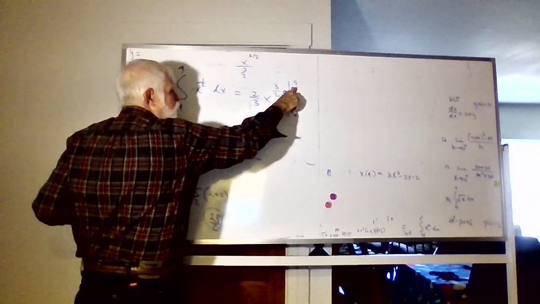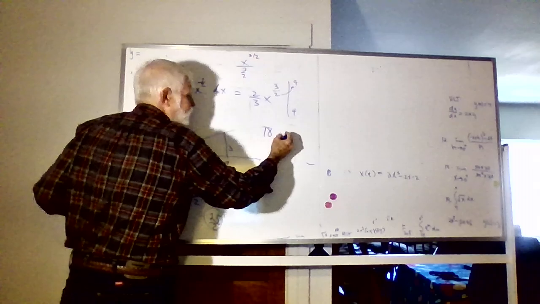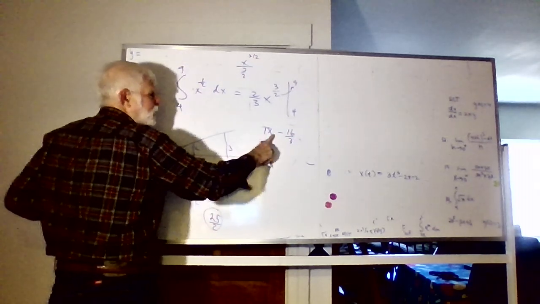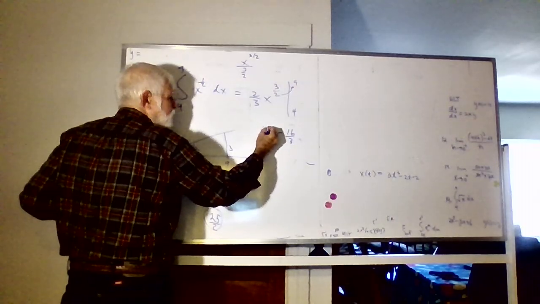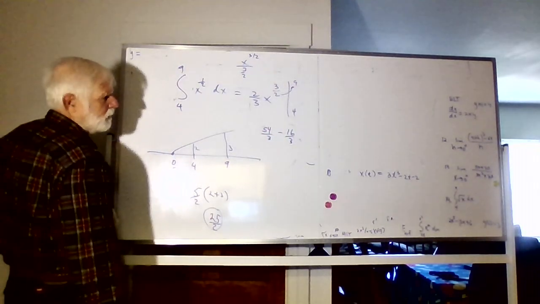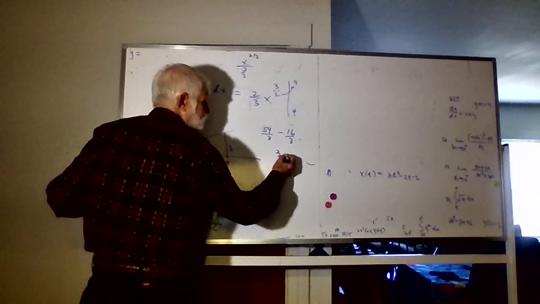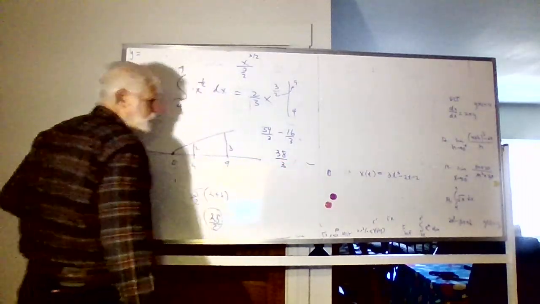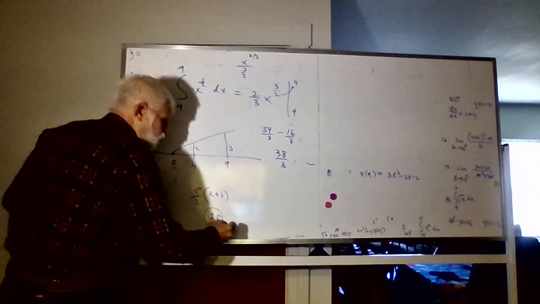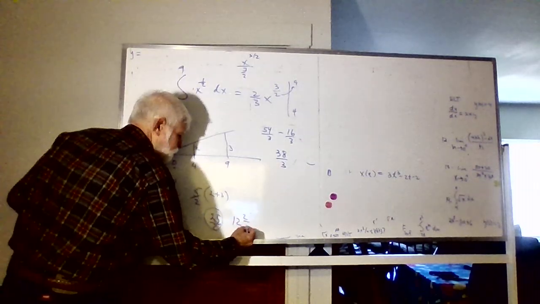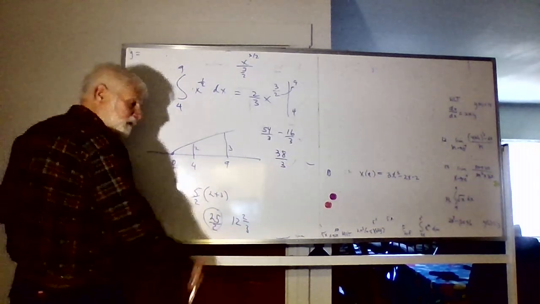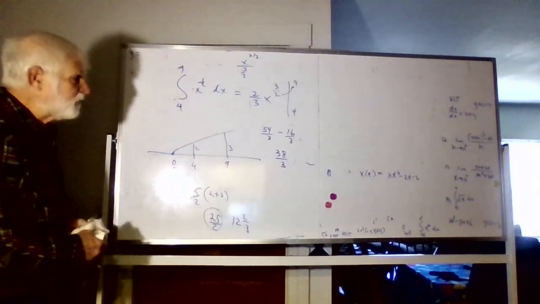The square root of 4 is 2. 2 cubed is 8. So 16 over 3. 3 times 18 is 54 over 3, minus 16 over 3 gives 38 over 3. And that goes in 12 and 2/3 times. So we got 12 and 2/3 versus 12.5. And we said that would be a little smaller than that. So it looks pretty good.